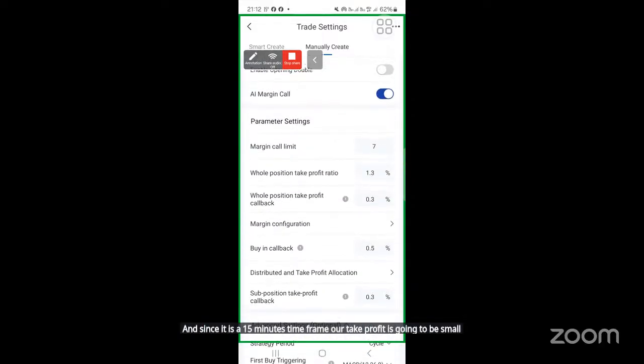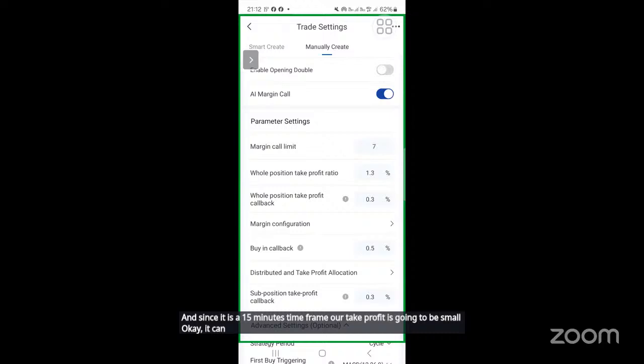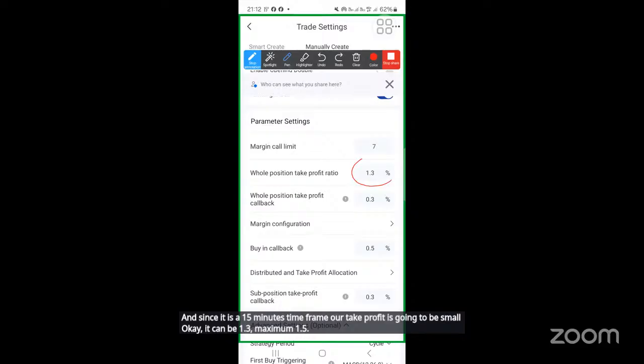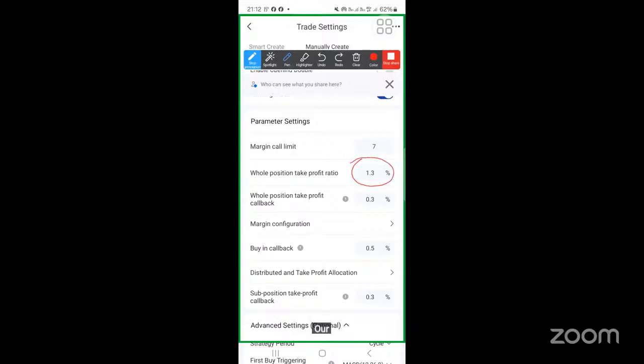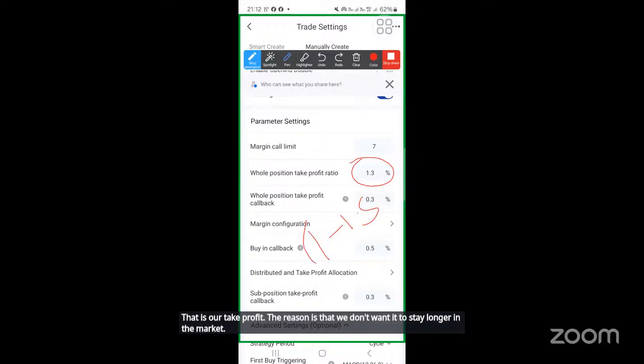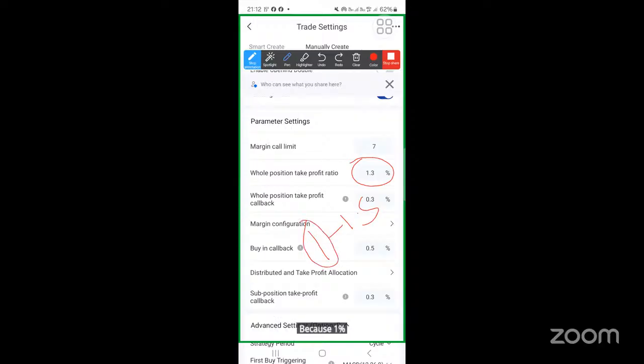Okay? It can be 1.3, maximum 1.5. Our whole position take profit ratio is 1 to 1.5. That is our take profit. The reason is that we don't want it to stay longer in the market, because 1% is easily achieved. 1.5 is easily achieved. If you want 3%, it means you are going to wait longer.